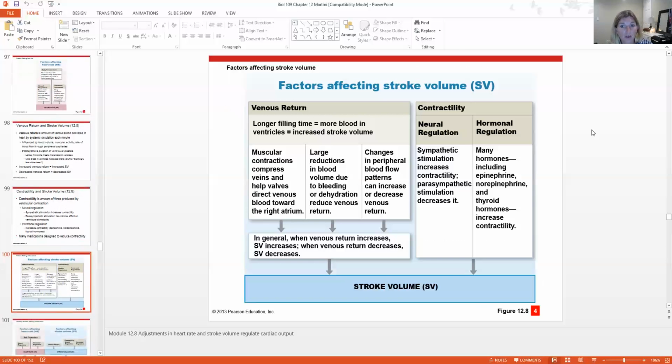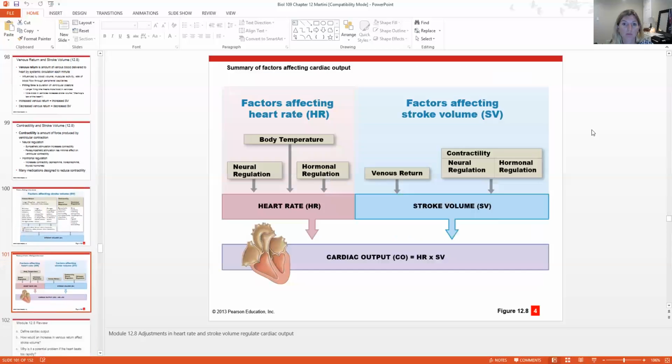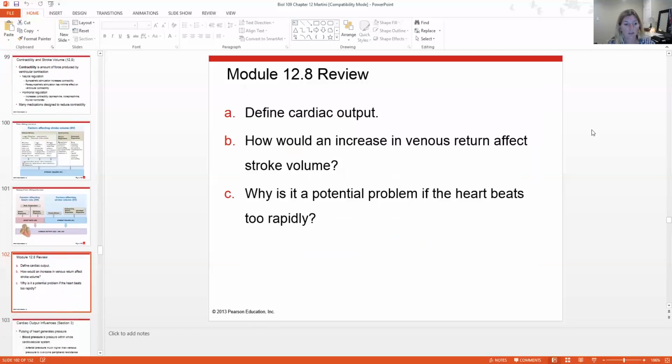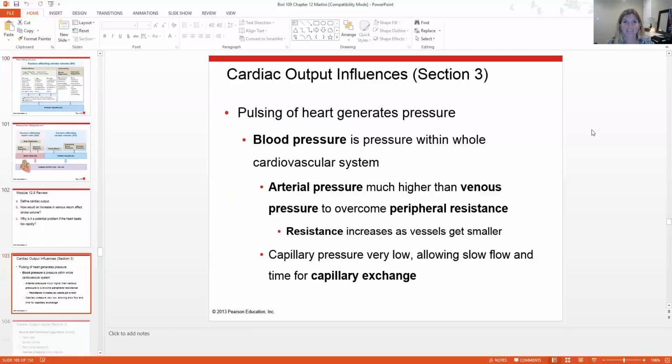So factors affecting stroke volume: contractility, which is affected by neural and hormonal regulation, and venous return, all either increasing or decreasing stroke volume. So overall, you have heart rate and stroke volume, which can be influenced by all these factors affecting your cardiac output. You could pause the video here, go back and answer these 3 questions.